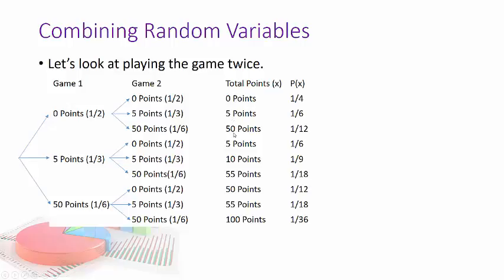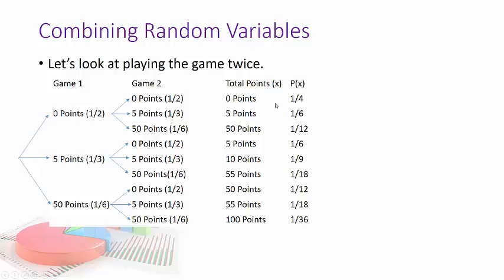And you see I have some points that were not even showing up before. For example, if I got 0 points on the first game, but on this one they kind of look like the points I had before. But here, I could get 10 points, or I could get 55 points. And on the bottom, I can get 100 points. So here are my total points, and here are my probabilities.